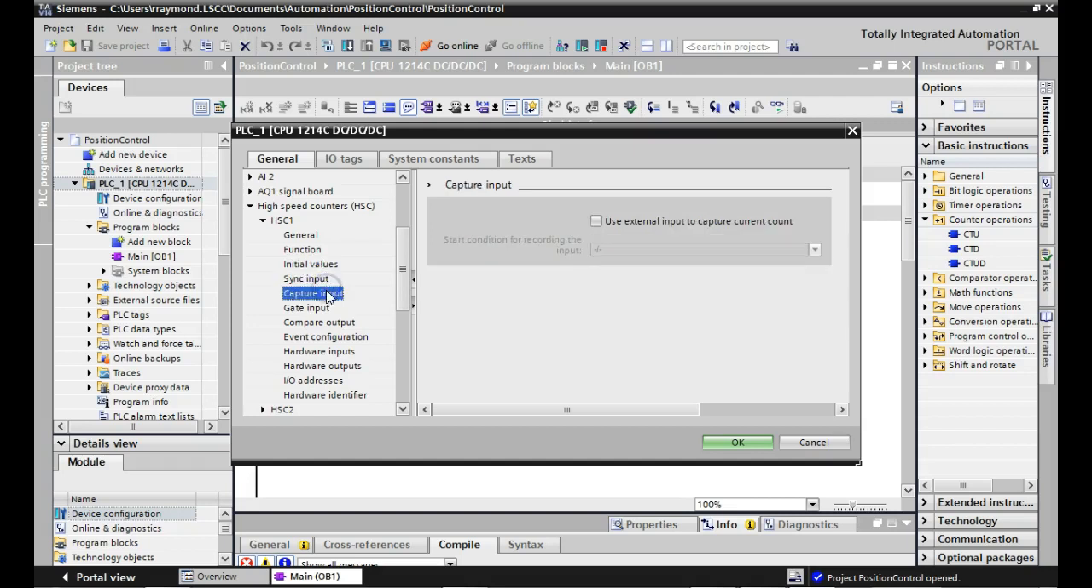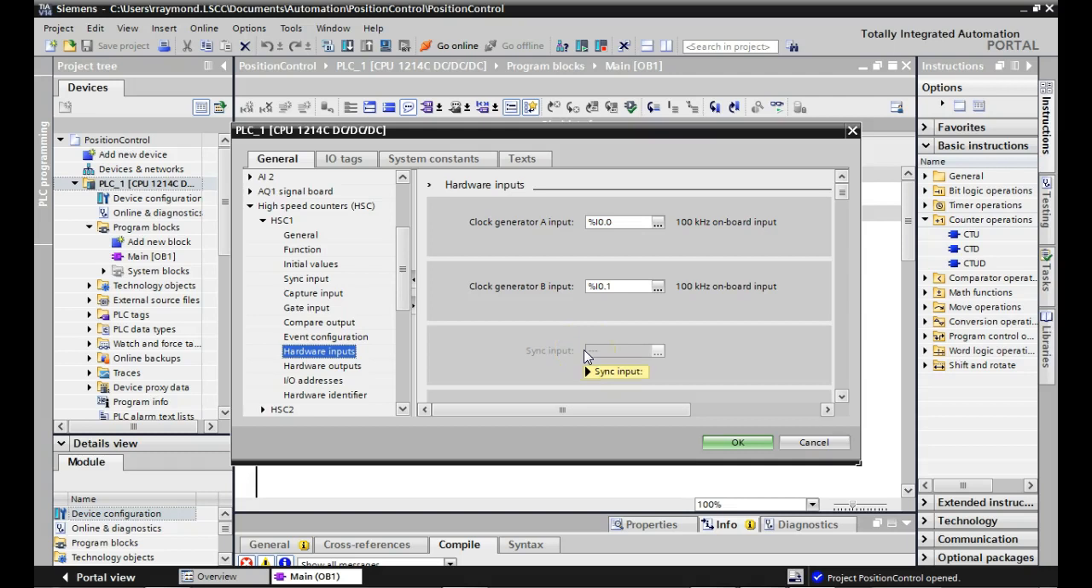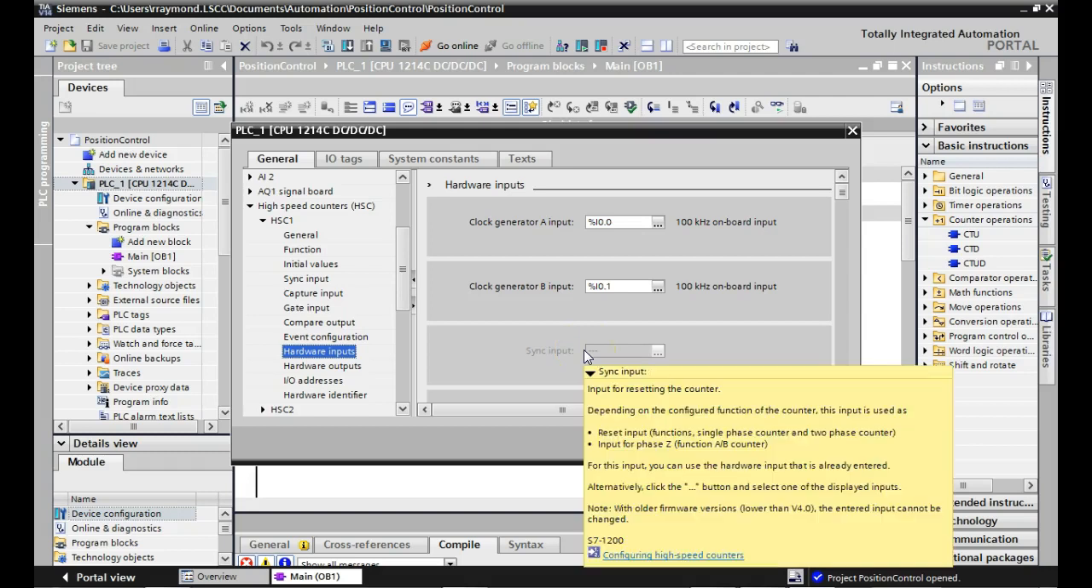We're not using sync inputs. We're not going to look at these, but we do need to specify which inputs we're using. So you can use any input on the PLC. By default, it's using 0.0 and 0.1, so I kept those. Are we okay? That makes sense?